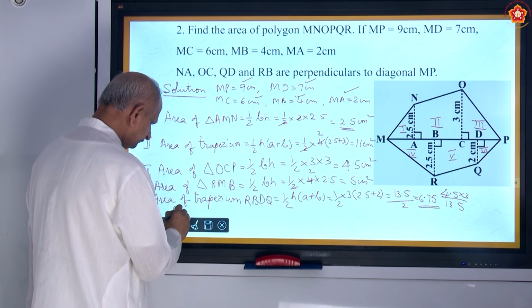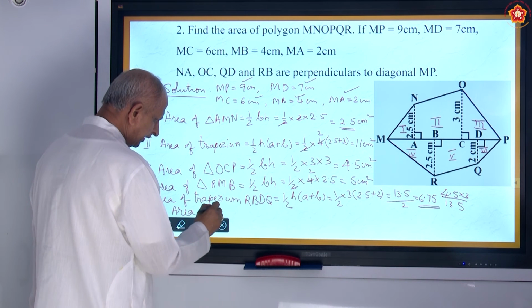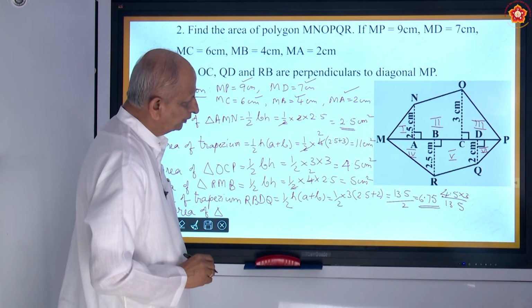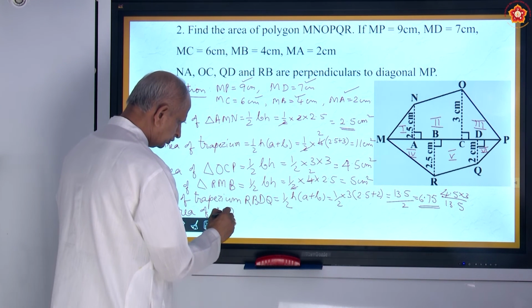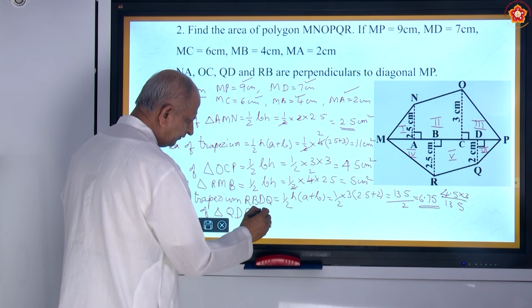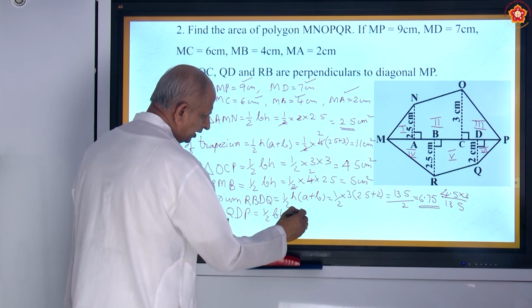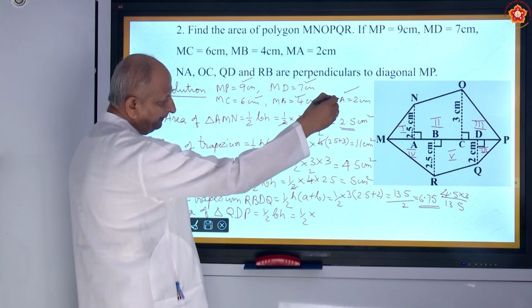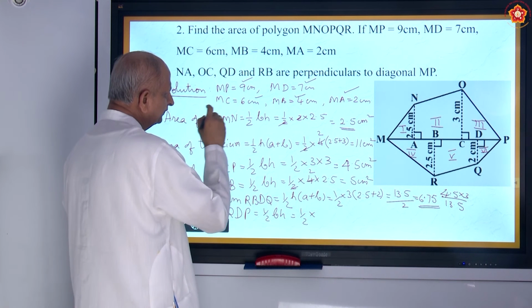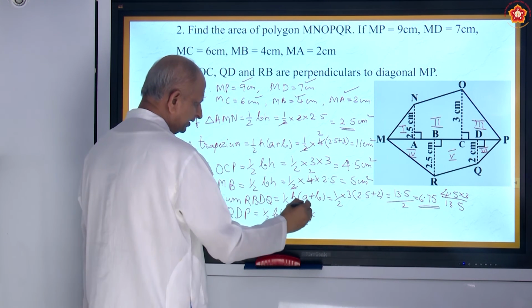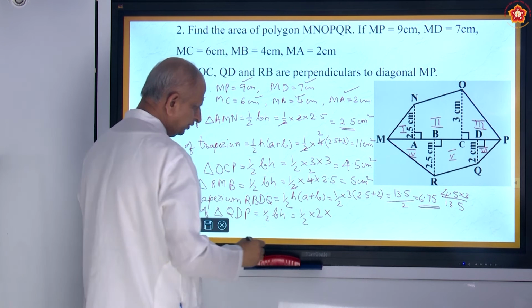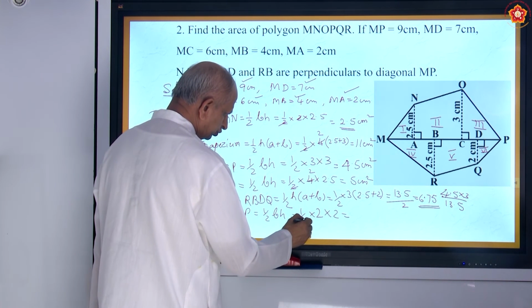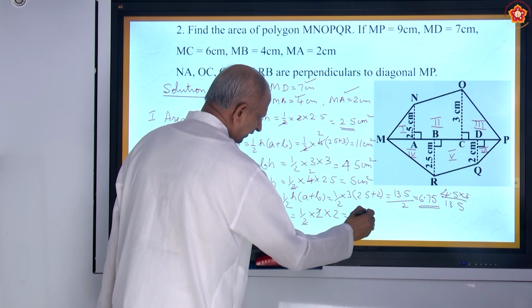And lastly, area of triangle, that is number 6 we are doing in the figure. QDP is equal to half of base into height. Half of base is how much? DP. DP means MP minus MD. MP is 9, MD is 7. 9 minus 7 is 2. Into height, that is 2. That is equal to 2 ones are 2, 2 centimeters square.